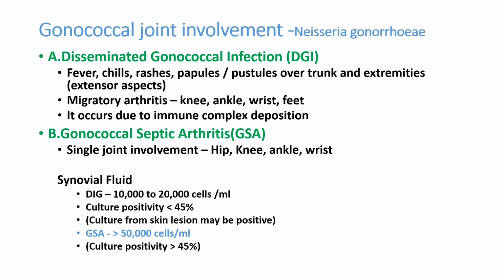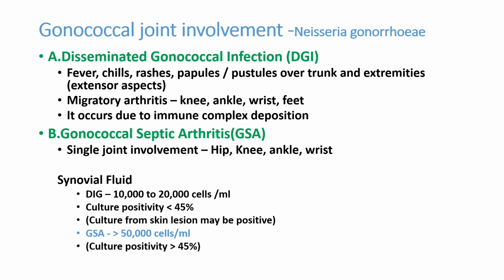Disseminated gonococcal infection presents with fever, chills, and rashes: papules and pustules over the trunk and extremities. Migratory arthritis occurs, but it is not a septic arthritis. It occurs due to immune complex deposition.